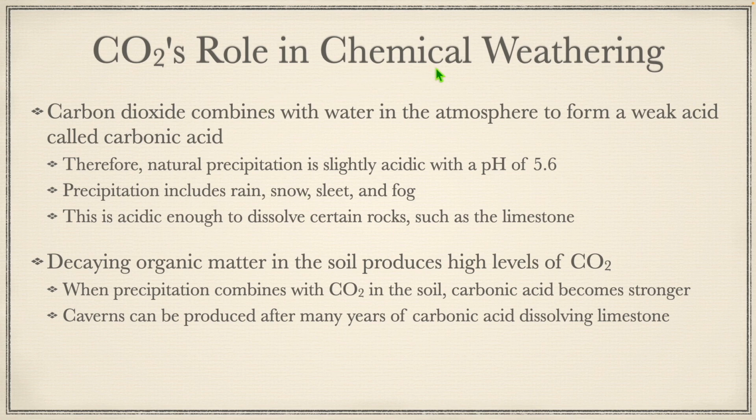Carbon dioxide's role in chemical weathering. Carbon dioxide combines with water in the atmosphere to form a weak acid called carbonic acid. Therefore, natural precipitation is slightly acidic, with a pH of about 5.6. 7 is neutral on the pH scale. That's pure water. Lower numbers are acidic, so 5.6 would be acidic. 1 would be the most acidic, up to 14, which would be the most basic.